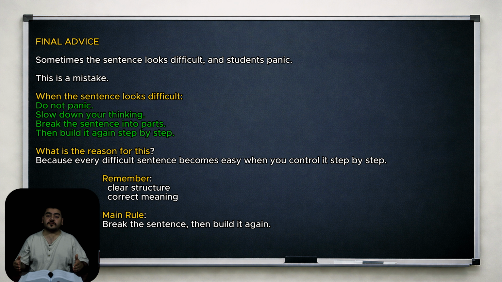Sometimes the sentence looks difficult and students panic. This is a mistake. When the sentence looks difficult, do not panic. Slow down your thinking. Break the sentence into parts, then build it again step by step. What is the reason for this? Because every difficult sentence becomes easy when you control it step by step. Remember, clear structure, correct meaning. So the main rule: break the sentence, then build it again.